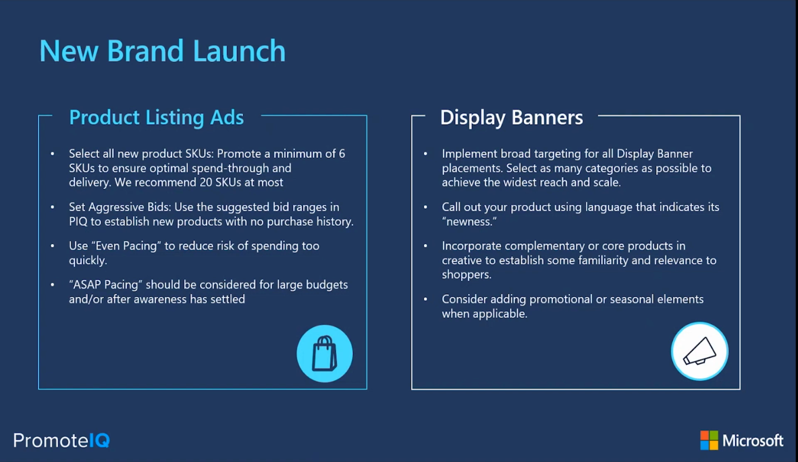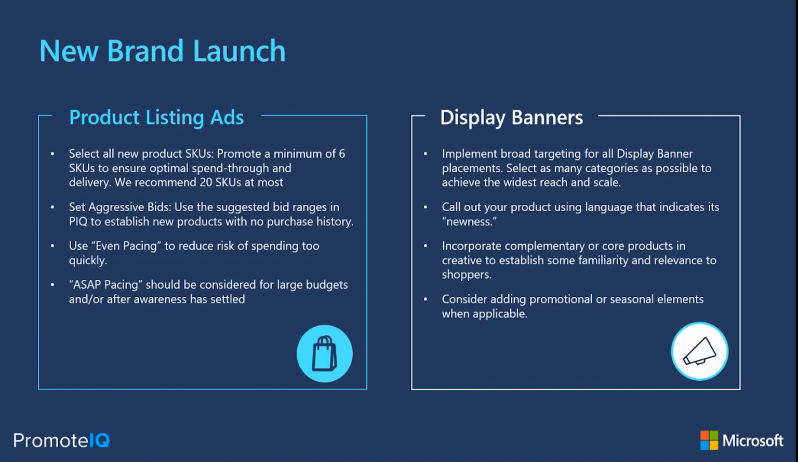We recommend 20 SKUs at most. Set aggressive bids using the suggested bid range within the Promote IQ platform as guidance to establish new products with no purchase history. Because you may not have the historical context of your brand or product on the platform, use even pacing when launching your campaign to reduce the risk of spending through your budget too quickly. ASAP pacing should be considered for large budgets or after initial launch has settled to continue driving broad reach.